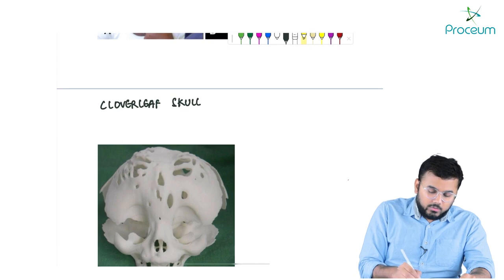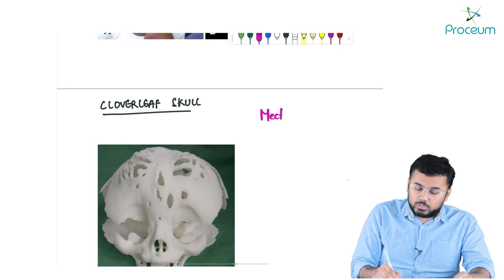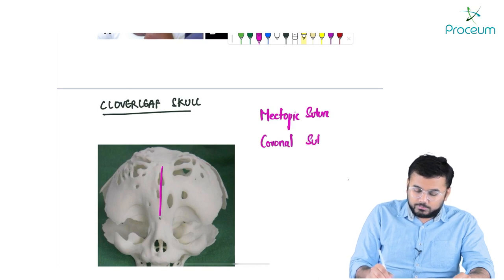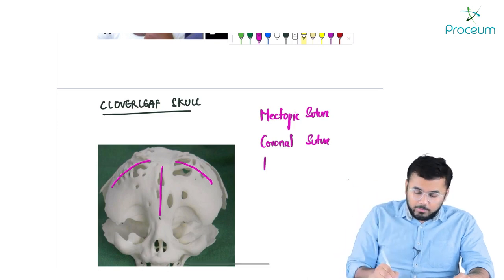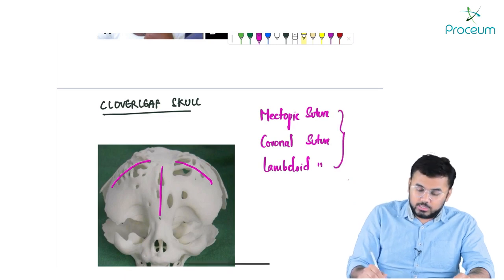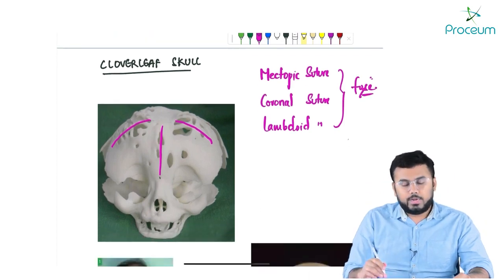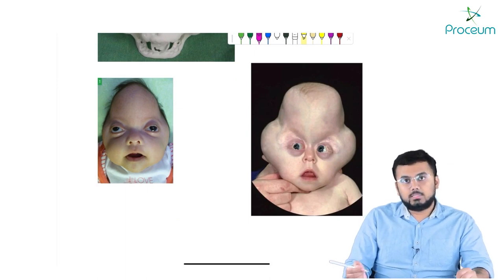Clover leaf skull. Now in this clover leaf skull, you know what has happened? We have got metopic suture, right? The suture which is located here, metopic suture. Next we have got coronal suture, the suture which is located here, coronal suture. And next on the back we have got lambdoid suture. So all these sutures, they fuse. Because of the fusion of all these sutures, this is how the skull looks, right? Now if you look at the real image, this is how the real image looks.